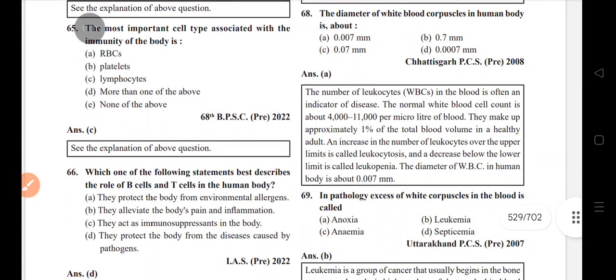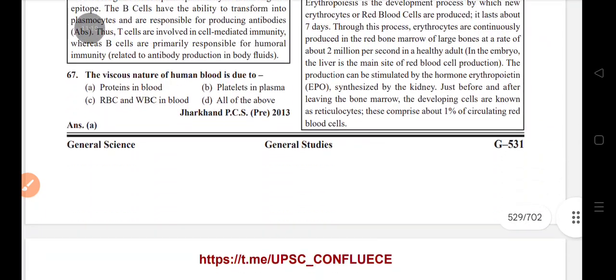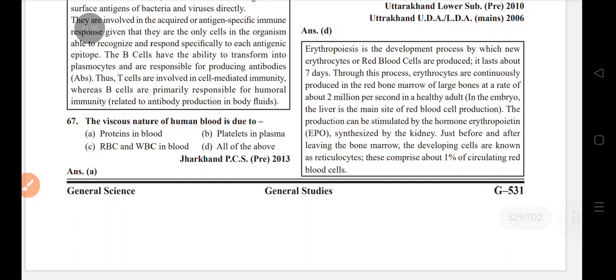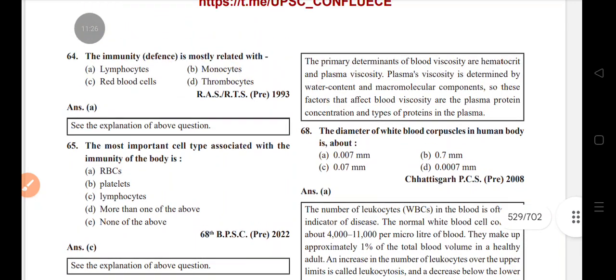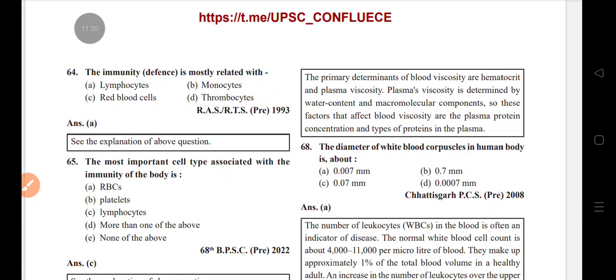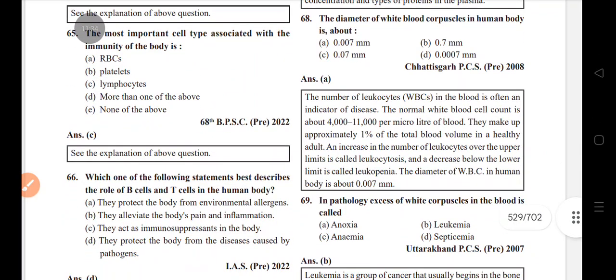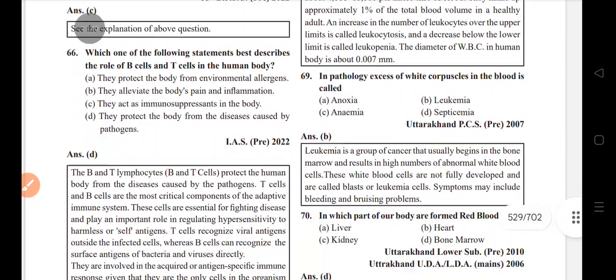Which best describes the role of B cells and T cells in the human body? They protect the body from disease caused by pathogens. The viscous nature of human blood is due to protein in blood. The diameter of white blood corpuscles in the human body is 0.007 mm. In pathology, an excess of white corpuscles in blood is called leukemia.